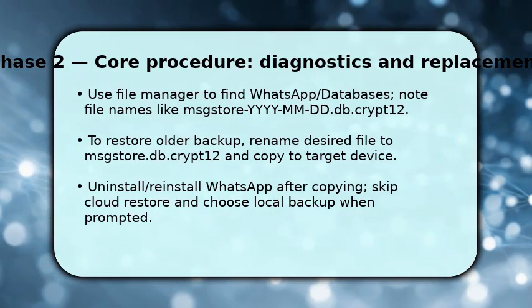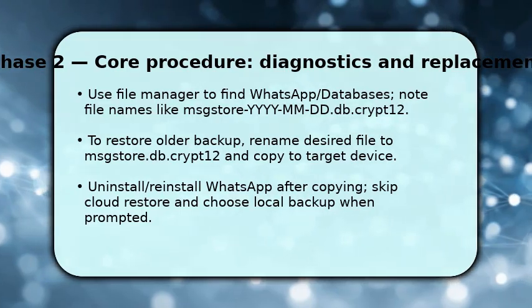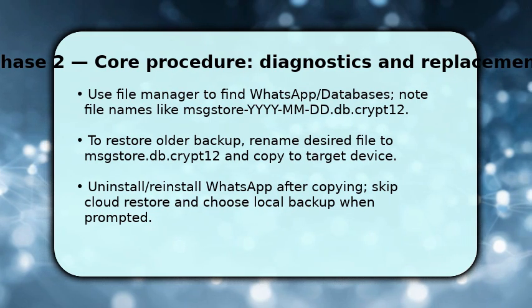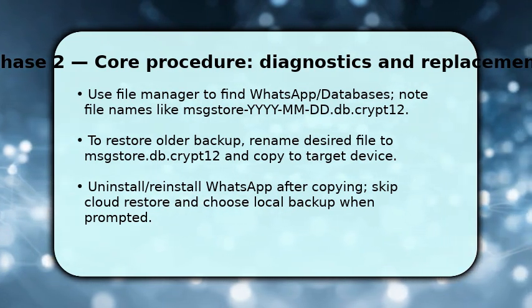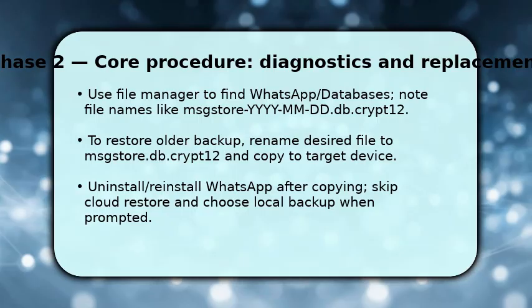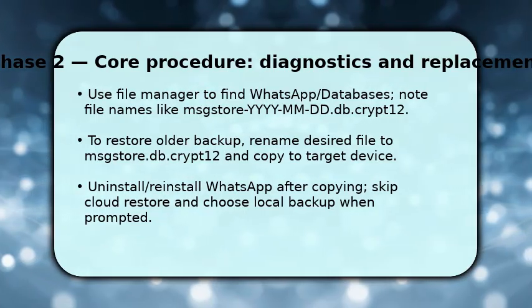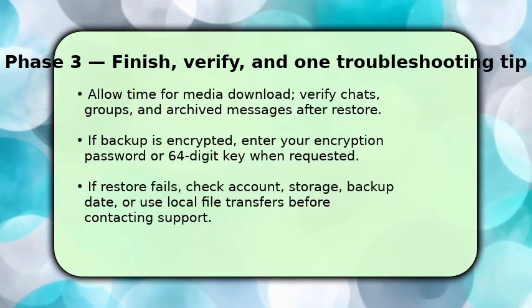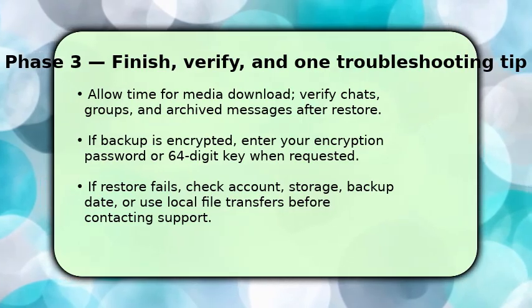Then reinstall WhatsApp when prompted. Decline or skip Cloud Restore so the installer detects the local backup and restores from that file. After this manual step, once the restore completes, let WhatsApp download media and reindex messages. Check groups, archived chats, and starred messages to confirm completeness.